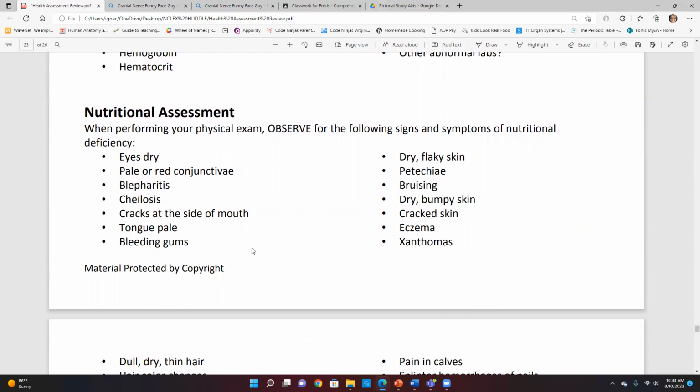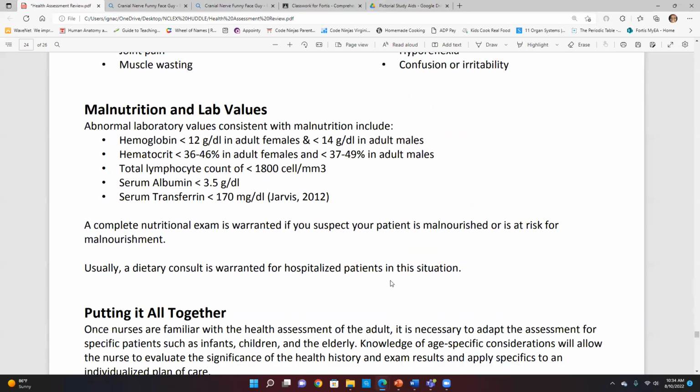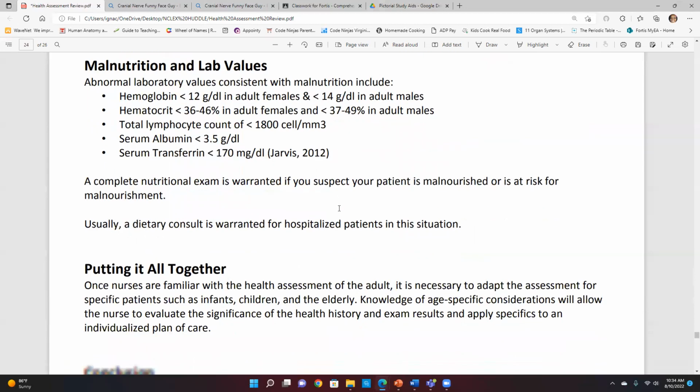Pale, bleeding gums. So I think of scurvy and I think of pirates. I think of vitamin C deficiency, right? Dry, flaky skin, petechiae, which are those pinpoint rashes, is there bruising, right? All of these could be signs of nutritional deficiency. Do they have dull, dry hair, brittle nails, muscle pain, muscle wasting? Splintering nails, those are all things that we have to understand may be a result of malnutrition. Okay, again, lab values, you definitely have to know that.